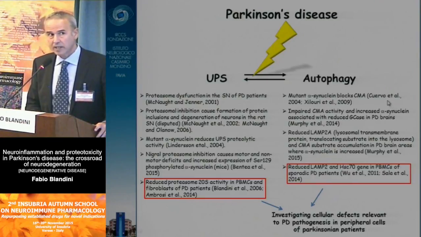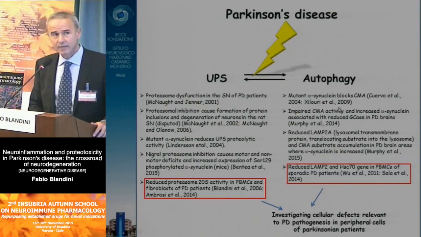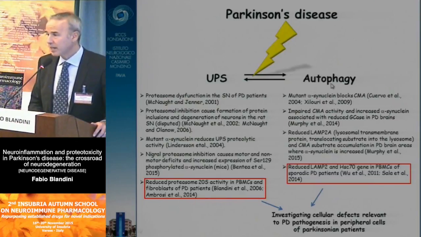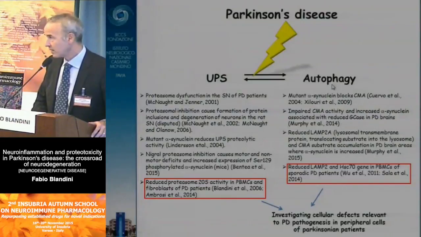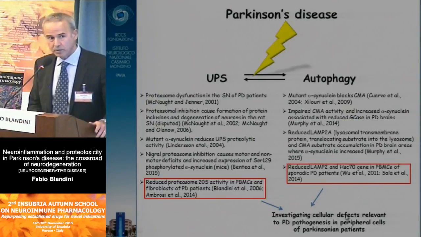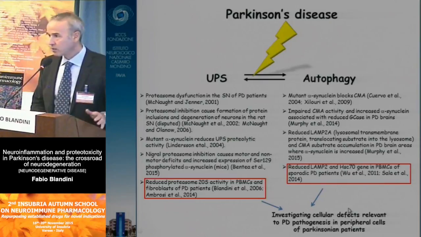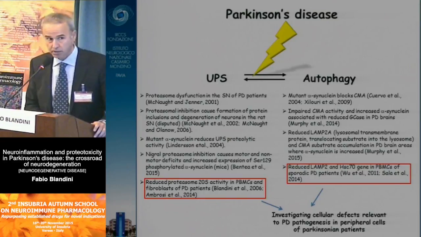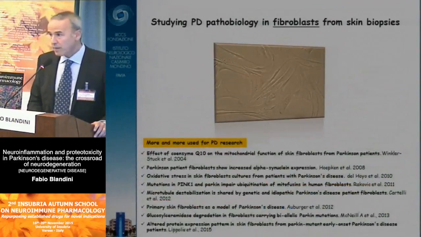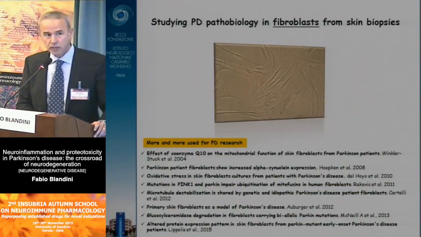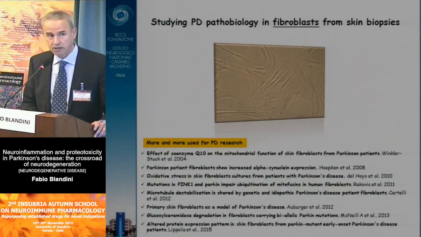which is a way, we think, to try and understand a few things about the defect of these systems, because if we assume that these systems are basically in all cells, not just in neurons, with the right techniques, we might be able to see a reflex, a shadow of these defects also in peripheral cells, which are obviously much easier to study than a neuron. For example, fibroblasts. We've been doing this for some years now. Fibroblasts are more and more used in Parkinson's disease research.